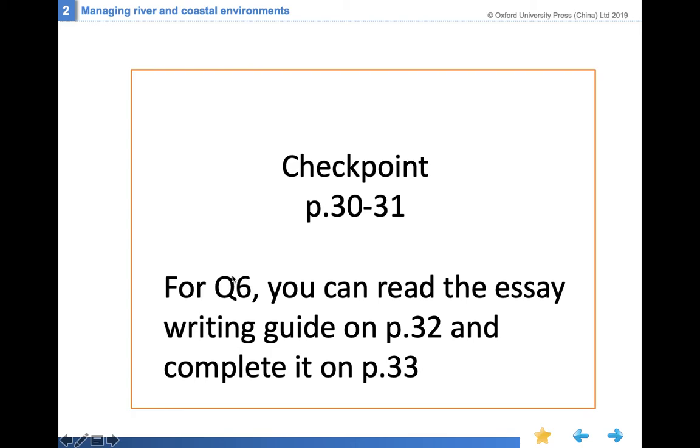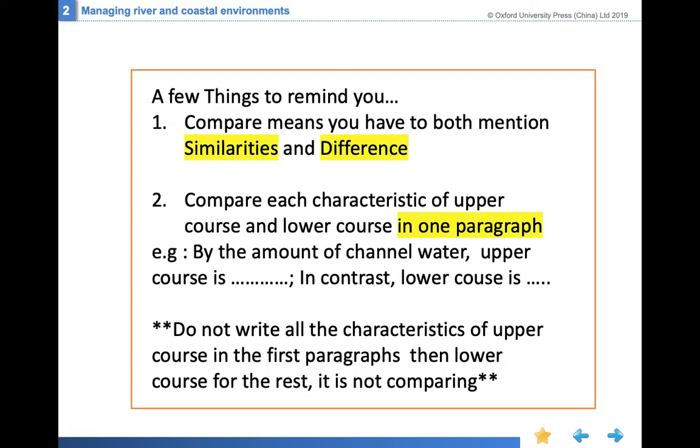You could read the essay guide on page 32 and complete it on page 33. And for the reminder for the essay, you could turn your book to page 31, and question 6 asks you to compare the characteristics of the river channels at the upper and lower course. Only upper and lower course. So here the question asks you to compare, so that means you need to mention both the similarities and the differences.